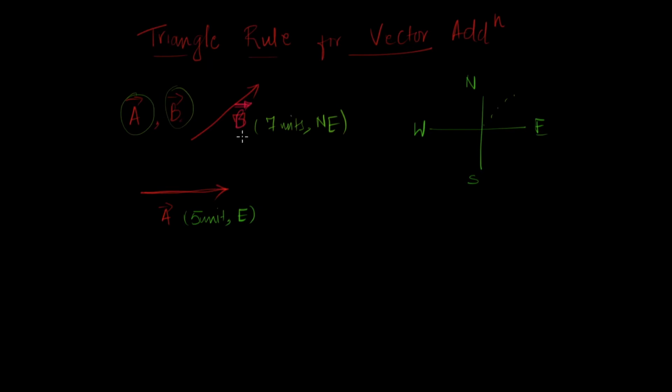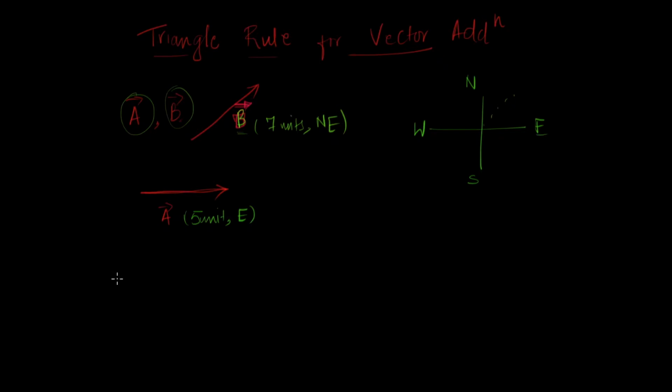They could be velocities. A could be the velocity of a car moving in the east direction at, say, 5 meters per second, and the B vector could represent the velocity of another car at 7 kilometers an hour moving in the northeast direction. Could be something like that.